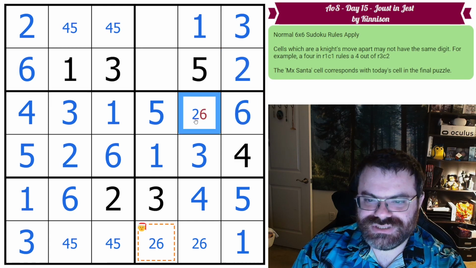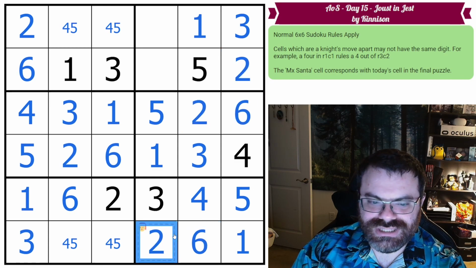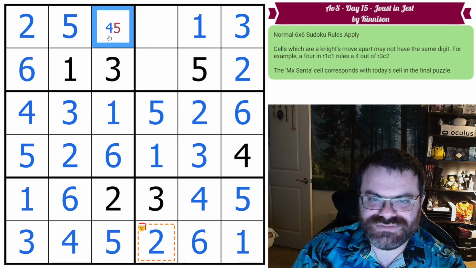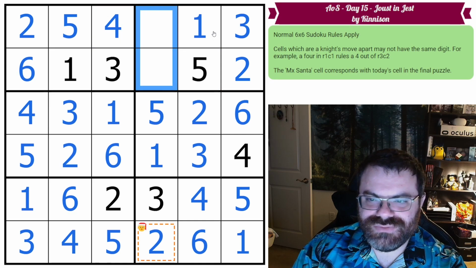So this is the 2, 6, and 2. That's 6 and 2. Oh, I should have seen this. This 5 is a knight's move here. So this is 4 and 5. That gives us 5 and 4. This 5 also would have done it. And then here we have 1, 2, 3. We need 4. And we need 6.